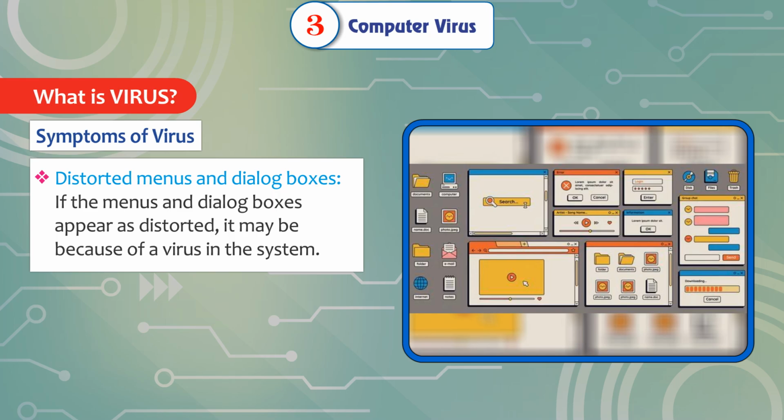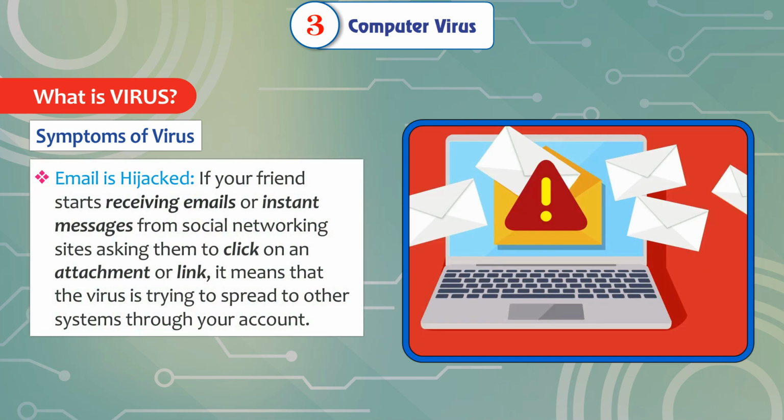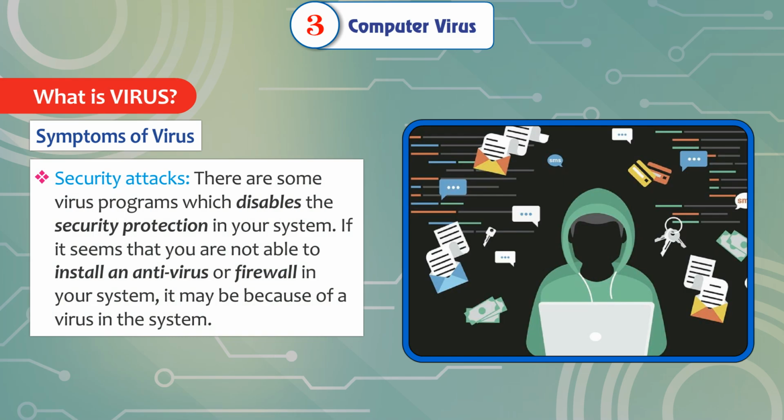Distorted menus and dialog boxes. If the menus and dialog boxes appear as distorted, it may be because of a virus in the system. Email is hijacked. If your friend starts receiving emails or instant messages from social networking sites asking them to click on an attachment or link, it means that the virus is trying to spread to other systems through your account. Security attacks. There are some virus programs which disable the security protection in your system. If it seems that you are not able to install an antivirus or firewall in your system, it may be because of a virus in the system.